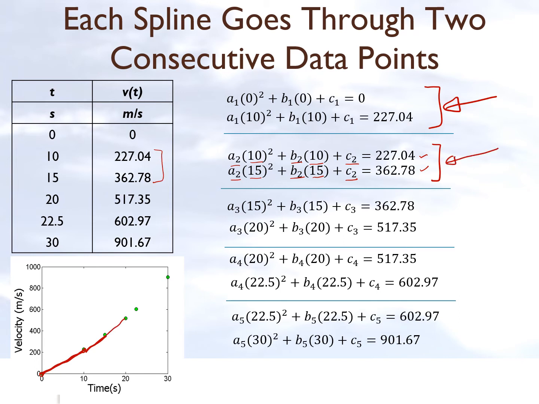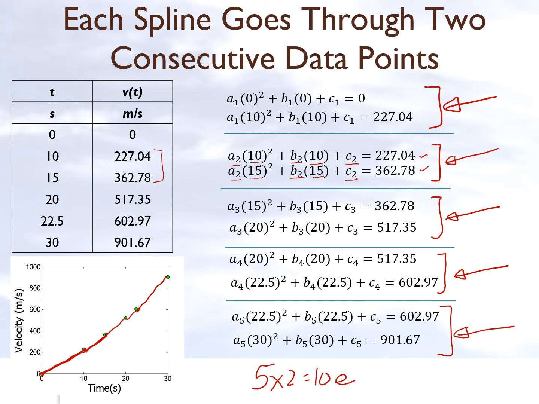The third spline is going between 15 and 20. That gives us this equation. And then the fourth spline is going from 20 to 22.5, and we get these two equations. And then the last spline is going from 22.5 to 30, and that gives us this set of equations. So basically, since each spline is going through two consecutive data points and we have 5 splines, we'll get 5 times 2, 10 equations from there. So we are 5 to go.